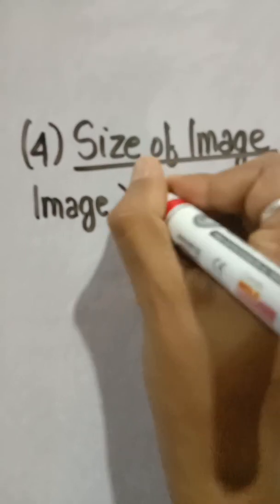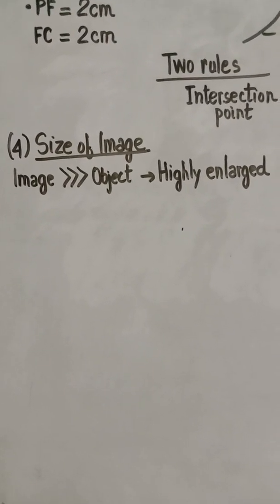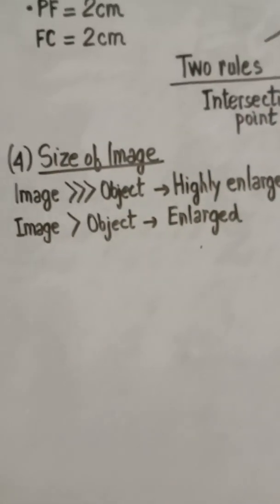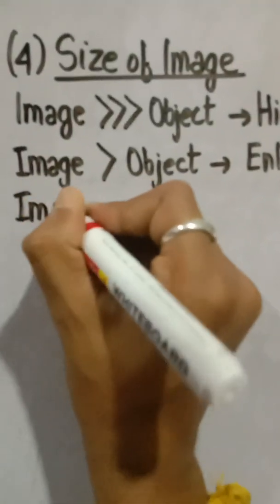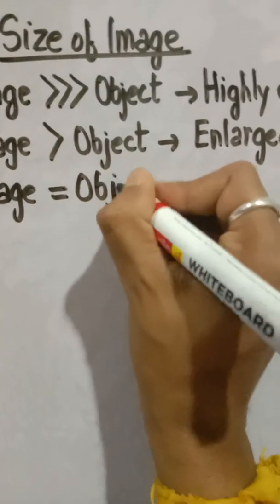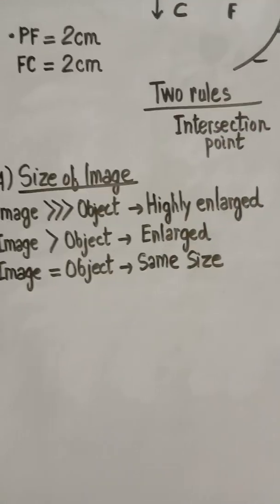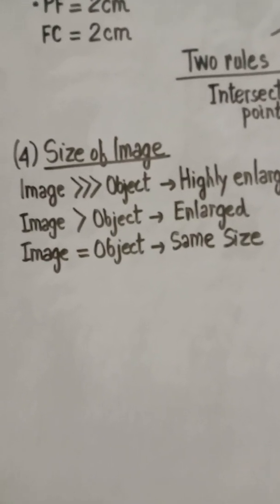Suppose the image is very, very large compared to the object. At that time we write it as highly enlarged. If the image is very much larger than the object, it is highly enlarged. If the image is a bit bigger than the object, then we call it enlarged. Similarly, if the image is equal to the object, we say it is the same size. In some books, enlarged might be written as magnified also. So don't get confused, both are the same thing.